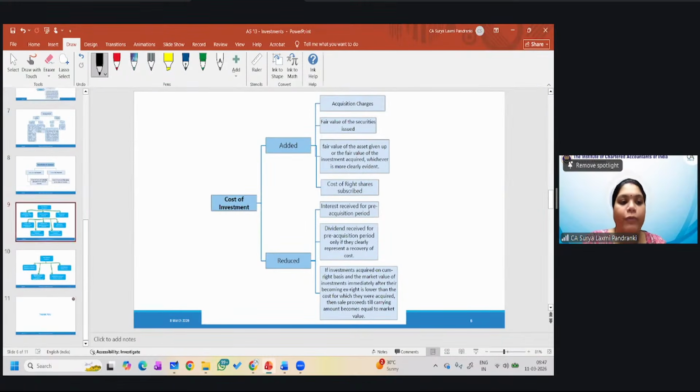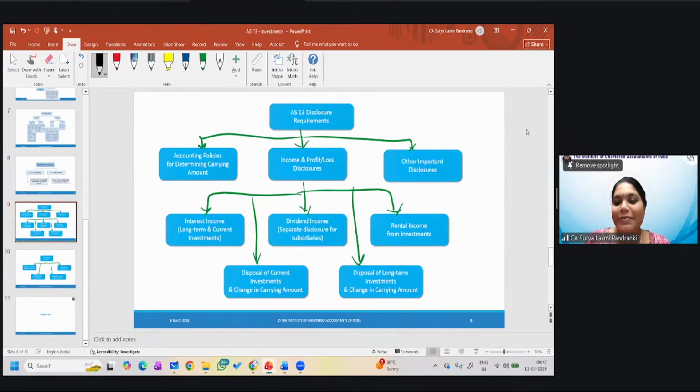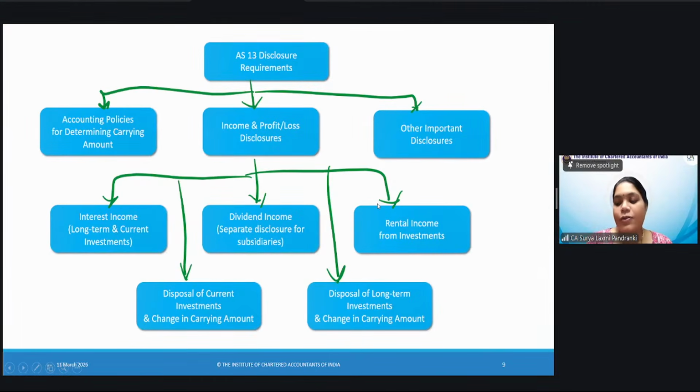Working notes are fine. You will talk about disclosures. Let me finish this with disclosures. Okay, now look at the disclosures once. Very simple disclosures, not like too much that we have in PPE. The first one is accounting policies, which means what are the policies you have adopted? Like, are you following the cost or fair value, whichever is lower method? What accounting policies you have followed for carrying amount? That will be the first disclosure.